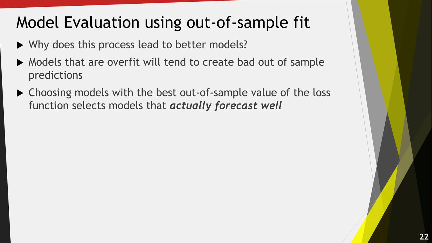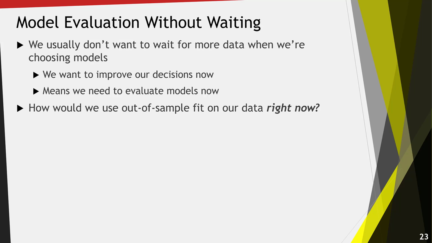Why does this process lead to better models? Models that are overfit will tend to create bad out-of-sample predictions. Choosing models with the best out-of-sample value of the loss function is going to select models that actually perform forecasts well. Usually though, you don't want to wait for more data to come in when you're choosing models. We want to make better decisions now, and that means we need to evaluate our models now.